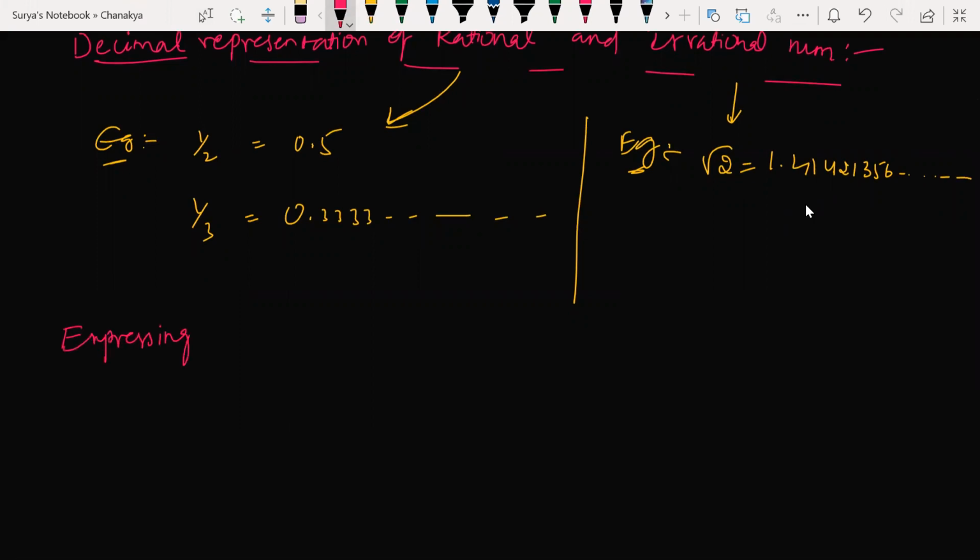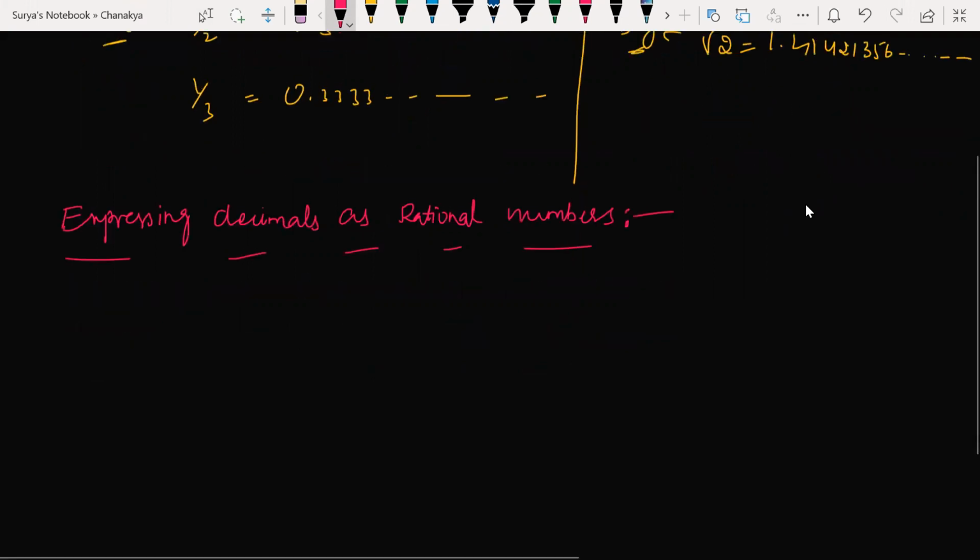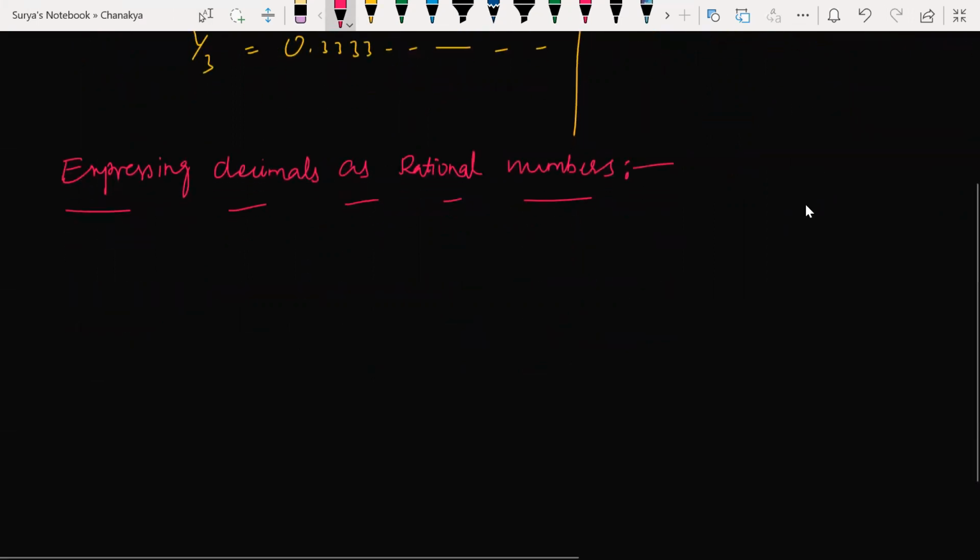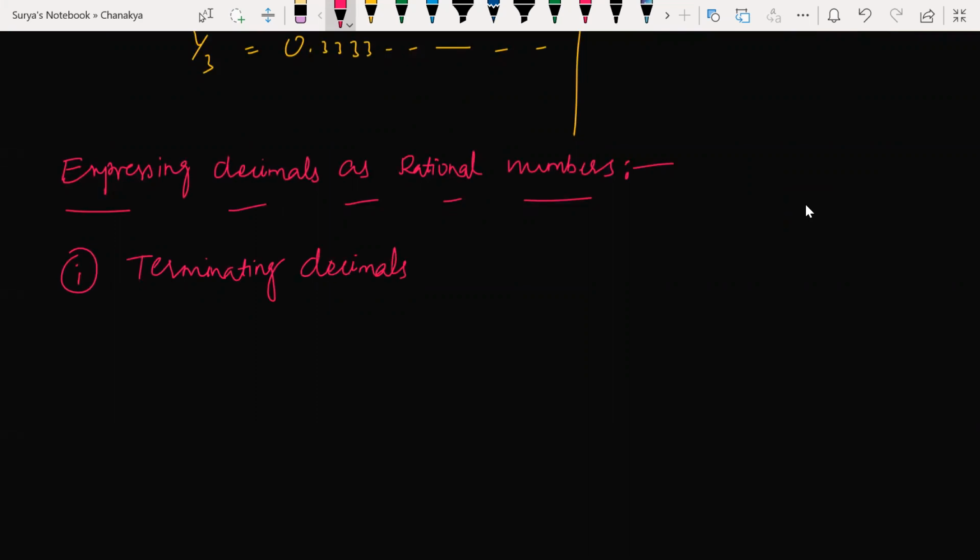Yes, very good. Next concept is expressing decimals as rational numbers. Expressing decimals as rational numbers. Now look at this. First thing we'll be learning here is terminating decimals. Terminating decimals. Look at this, here we have an example.